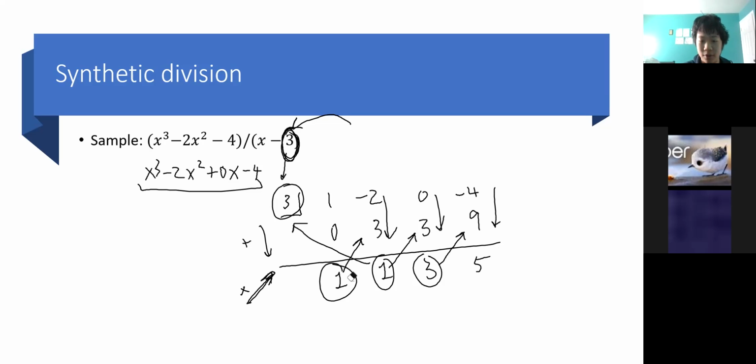Okay, so now we got these numbers here: 1, 1, 3, 5. The 1, 1, 3 are the coefficients of our quotient, and the 5 is the remainder.